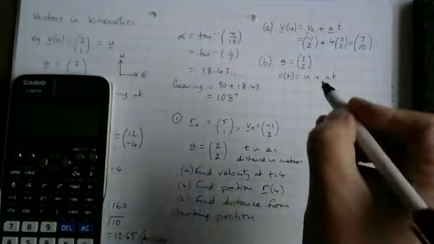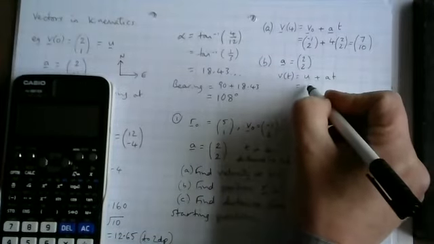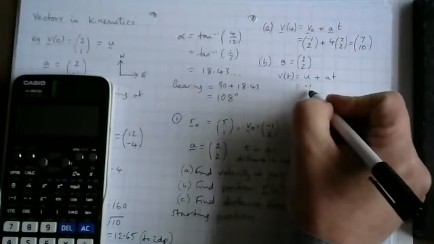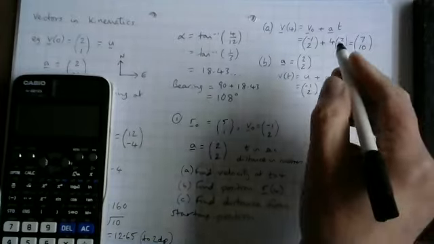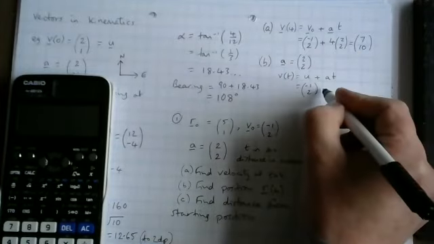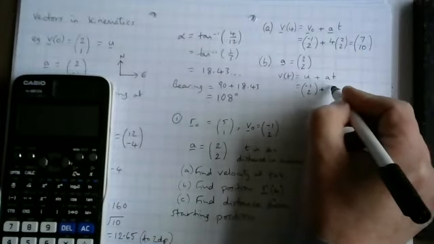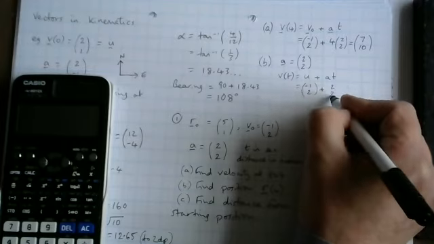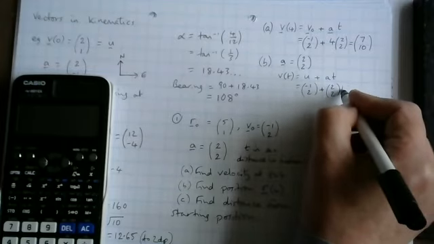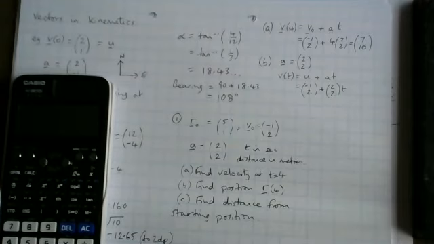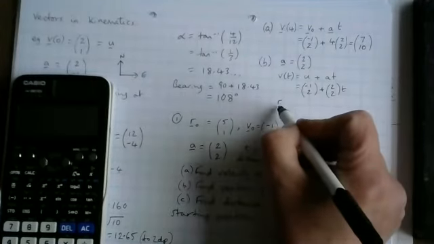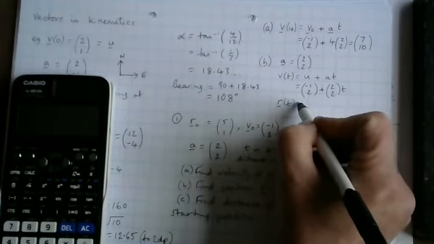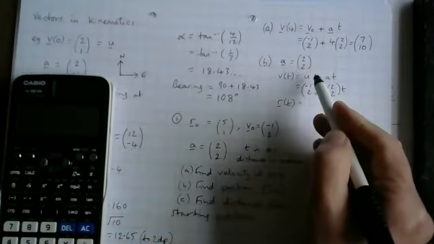We know what u is: -1, 2. We know what a is. That's 2, 2. And we know what t is. We're okay on that bit. r of t, though, we need to integrate v.